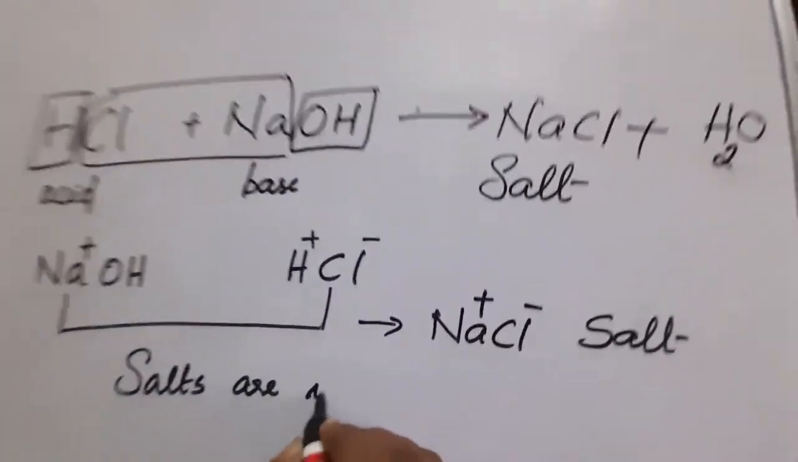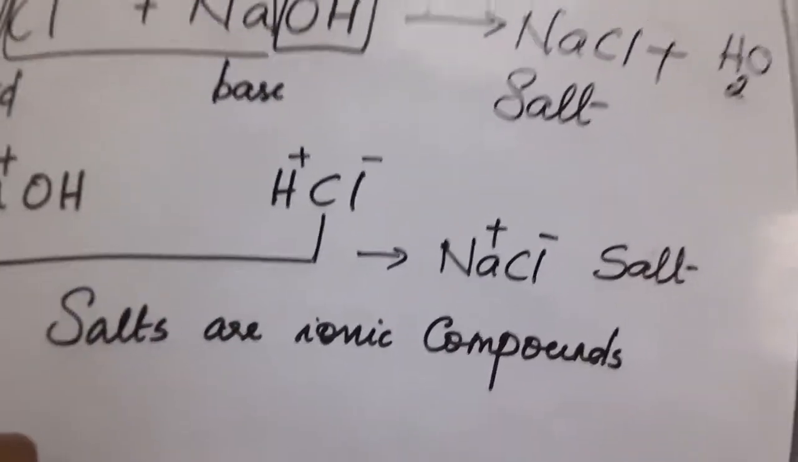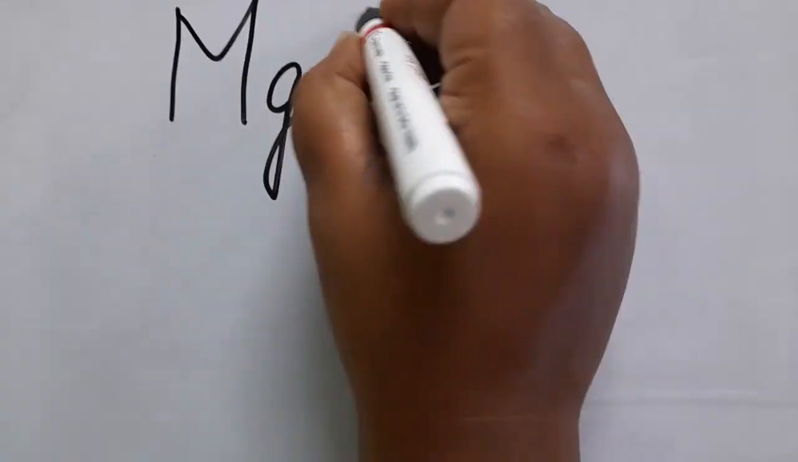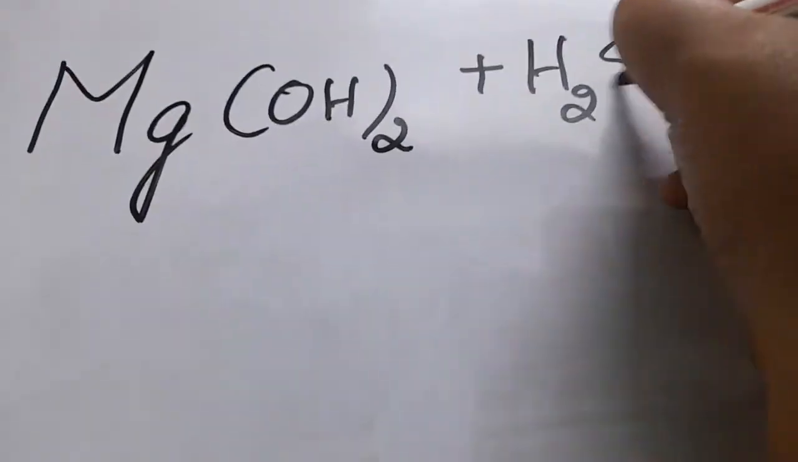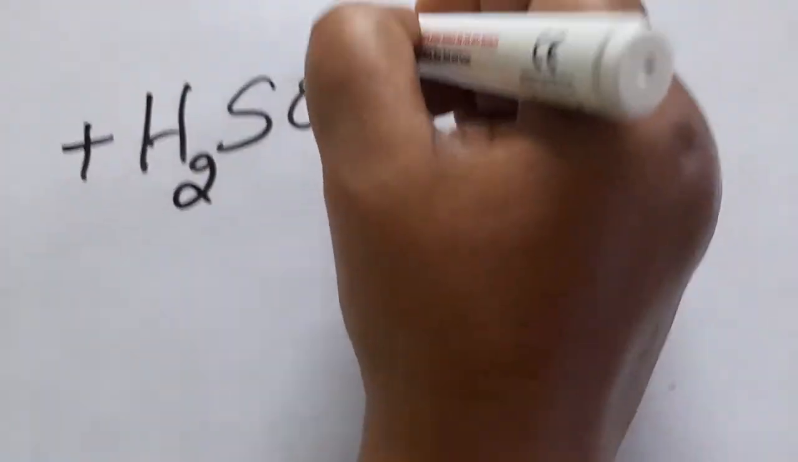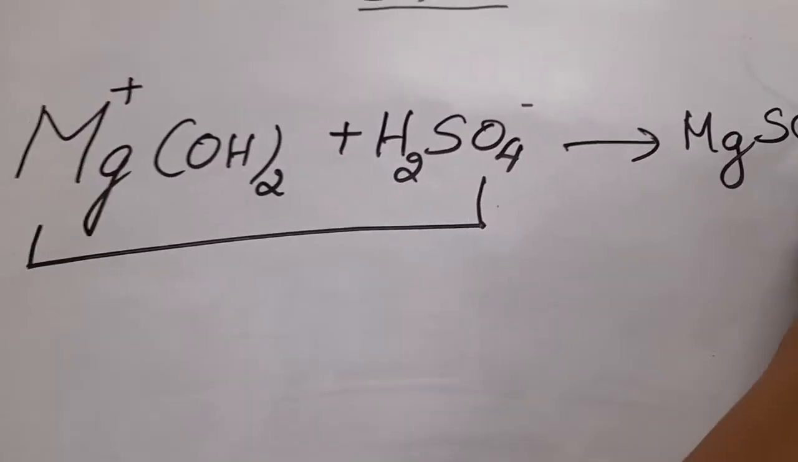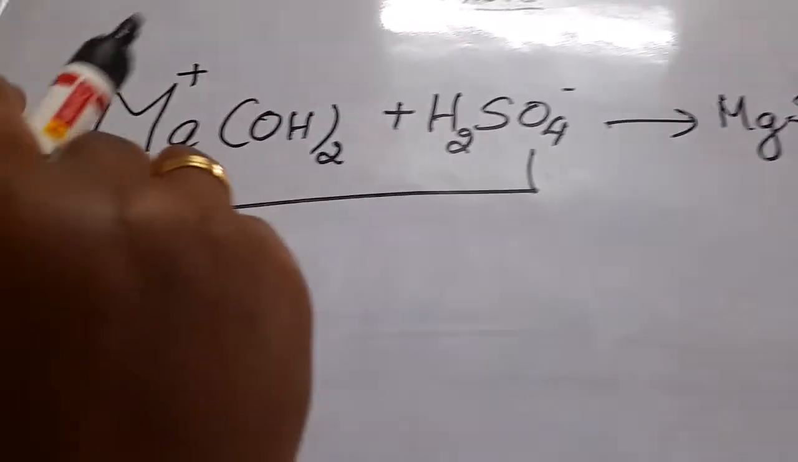And there's one more thing: salts are ionic compounds. Now I am giving you another equation. Here I am taking another base, magnesium hydroxide, and an acid, sulfuric acid. Magnesium is a positive ion and sulfate is a negative ion, you know. So magnesium and sulfate combine to give us magnesium sulfate and water.